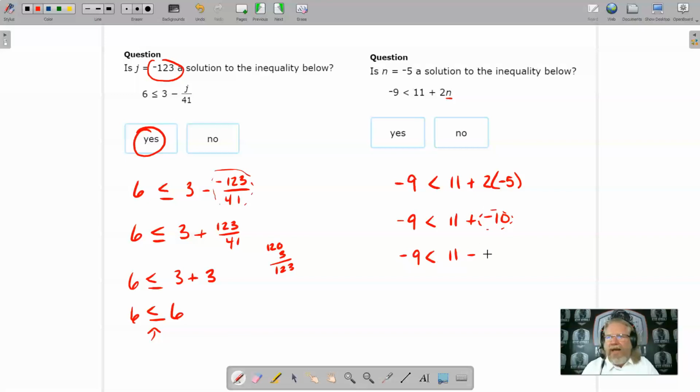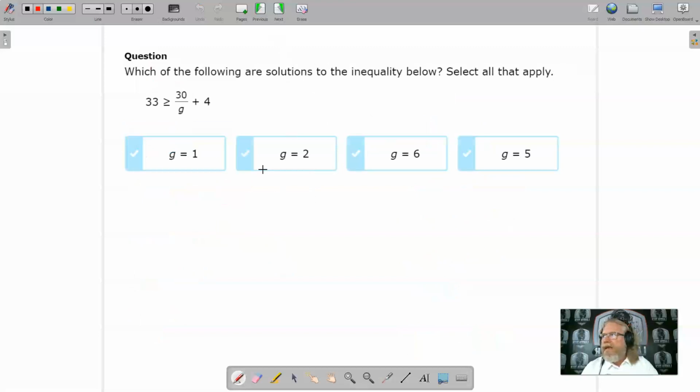Remember, we can change the sign and then take the opposite of the next number. And that might make it easier to see that this is actually 11 minus 10, and that's 1. Is negative 9 less than 1? Well, if we graph that, here's 0, here's 1, and down here's negative 9. Negative 9 is further to the left on the number line, so indeed negative 9 is less than positive 1. So the answer is yes, it is indeed a solution.